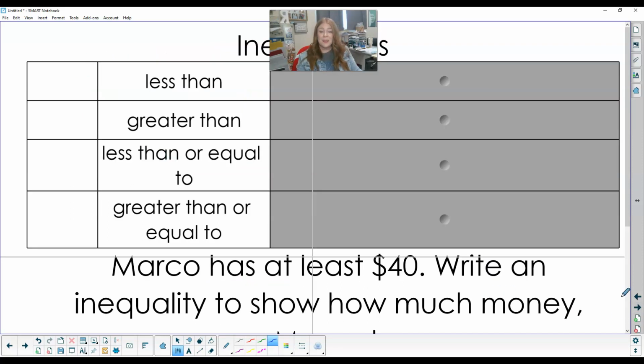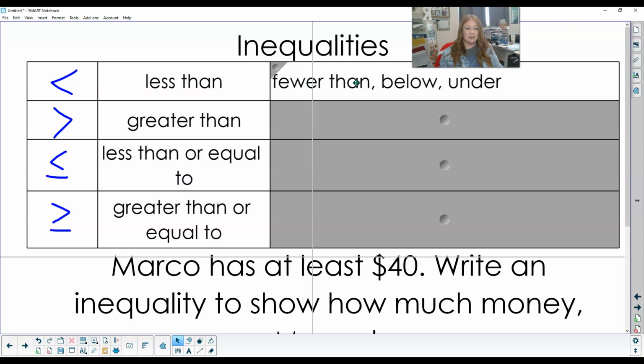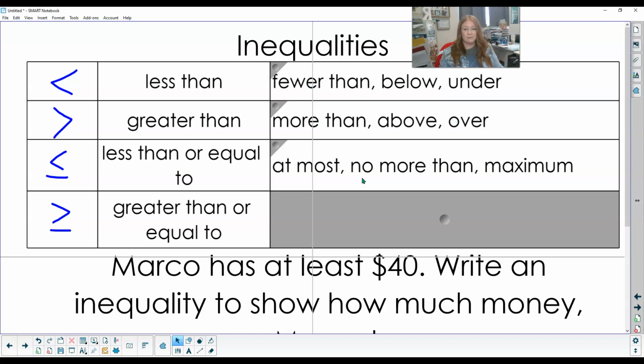Okay, the last part of our test is talking about inequalities. So we have less than signs, we have greater than signs, and then we also have less than or equal to signs. So it could be smaller, but it could be equal. And then we have greater than or equal to signs. So it's got that line underneath, half equal sign, half comparing sign. So some words that mean less than: fewer than, below, under. More than, above, over.